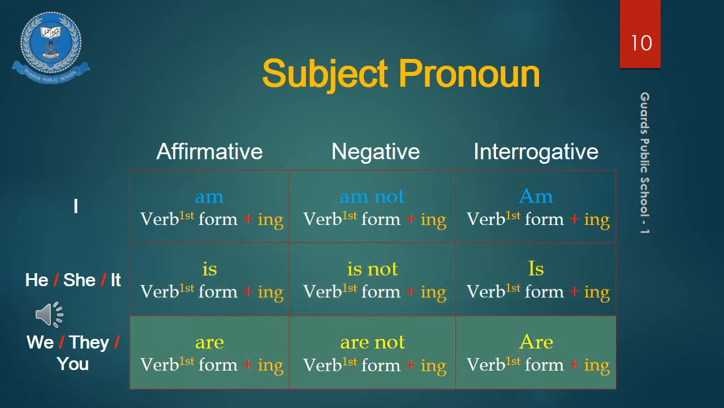Forming sentences using subject pronouns like we, they, you. For affirmative, we use are as helping verb and ing with first form of verb. For negative, we use are not as helping verb and ing with first form of verb. For interrogative, we use are as helping verb and ing with first form of verb.